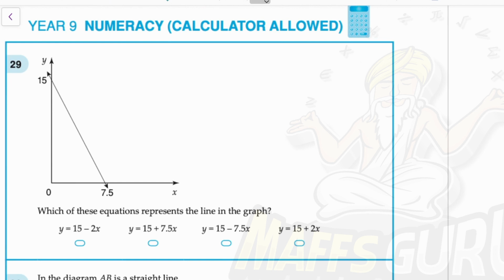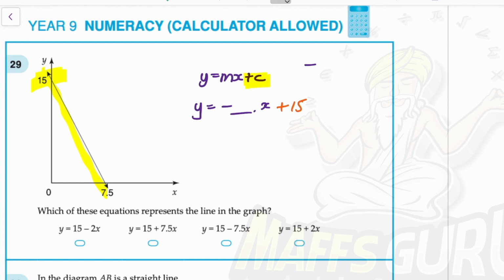So, question 29. Which of these equations represents the line on that graph? If we use y equals mx plus c, first things first, I know that because the line is slanting down, the gradient is going to be minus. So it's going to be y equals minus some value of x. We know that the value it crosses on the y-axis is this c value here, so I know that's going to be plus 15.